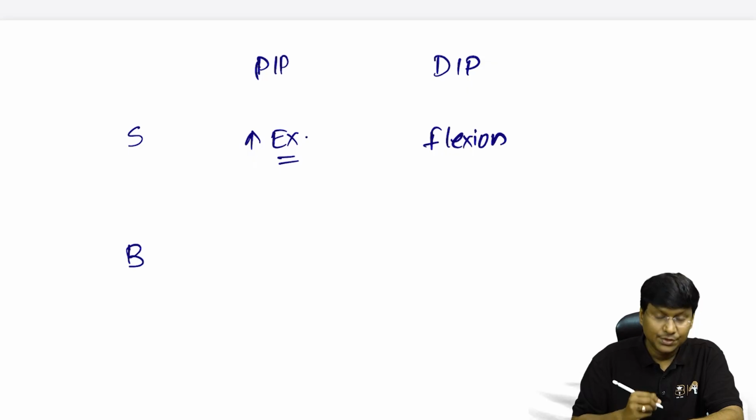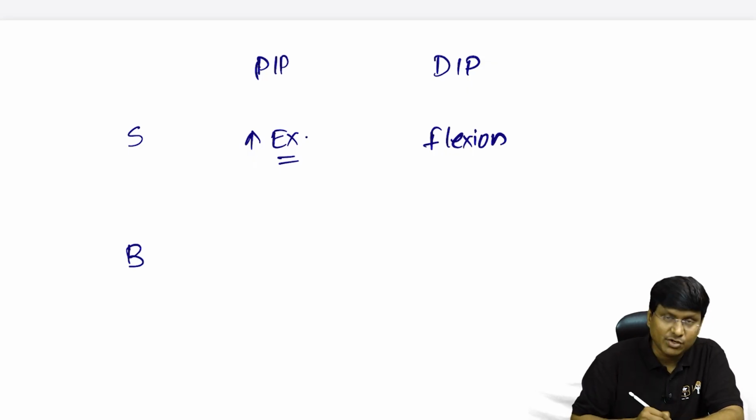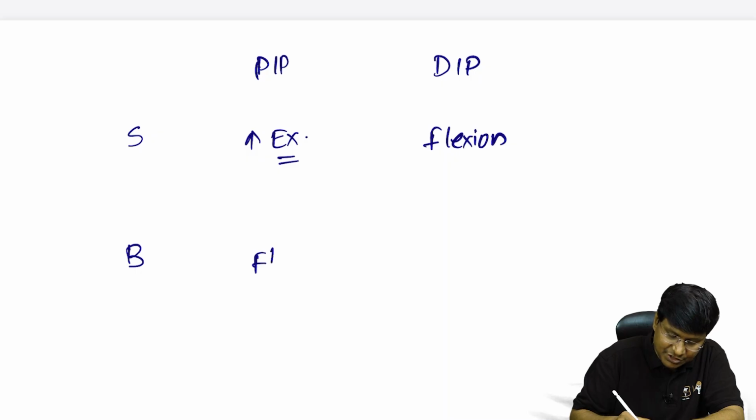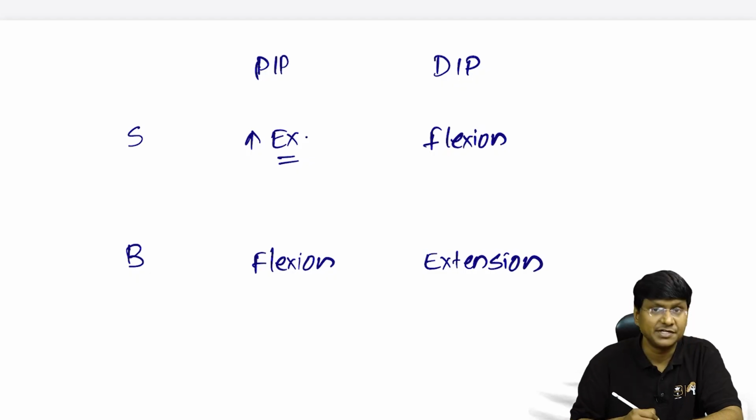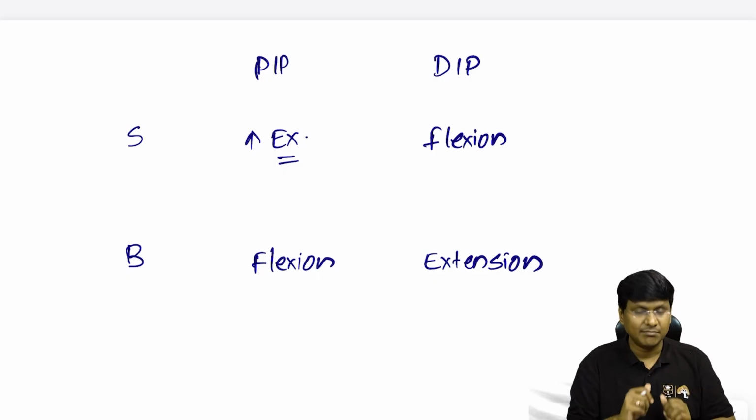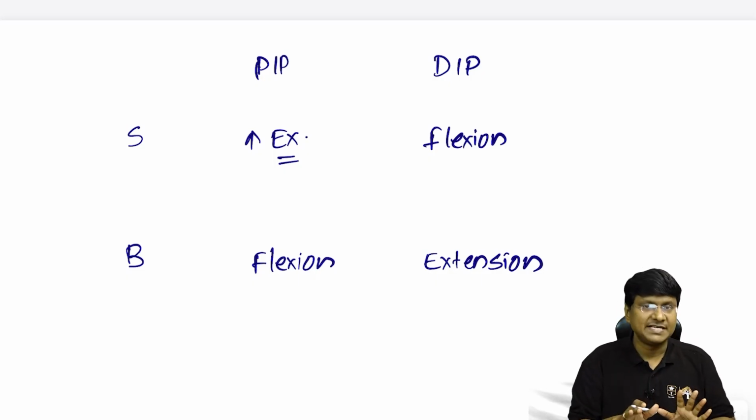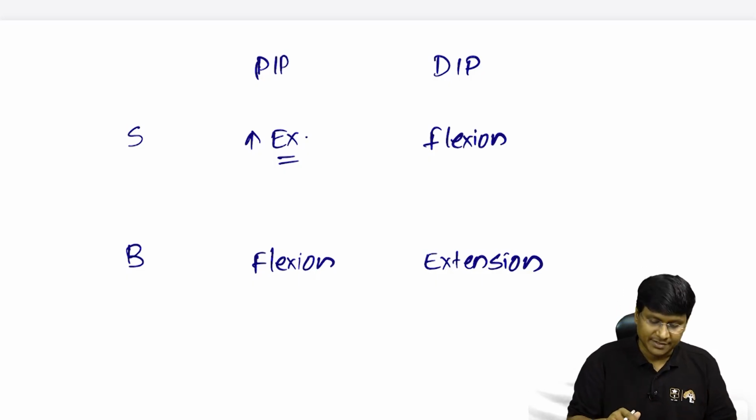Whereas if you take Boutonniere's deformity, it is exactly the opposite. In Boutonniere's, you will have flexion in the PIP, whereas extension in the DIP. So this is Boutonniere's deformity. Both of these deformities are seen in rheumatoid arthritis.